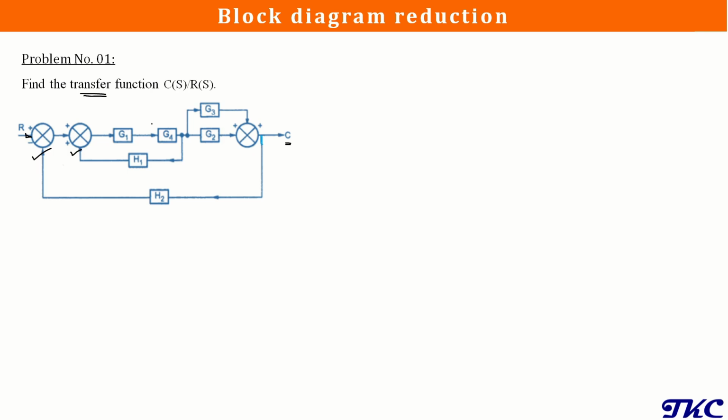So what will be the first step? To search whether we have any blocks in series, blocks in parallel or blocks in a minor feedback loop. If you see carefully, G1 and G4 are forming blocks in series, and similarly here G2 and G3. Both signals are moving in the forward direction and they are ending at a common summing point. So G2 and G3 are in parallel. So directly we can see that we have two blocks in series and two blocks in parallel. Let's reduce them and then we'll move ahead.